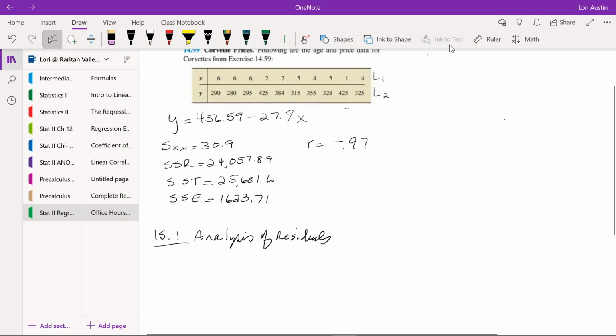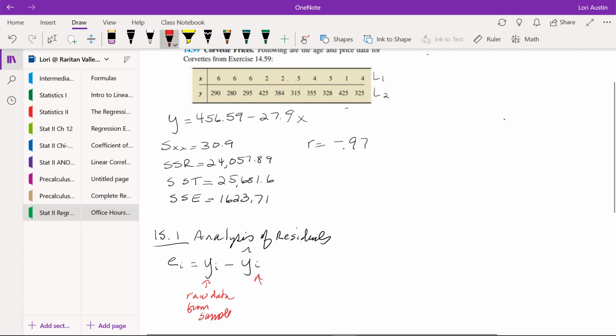This analysis of residuals really looks at our error values. And we did this a little bit at the beginning of chapter 14, where we found e-values and we did the line of best fit. But this time we're going to look at the e-values, and all your errors are your y sub i's minus your y hat. So what this means is the y sub i is your raw data from the sample.